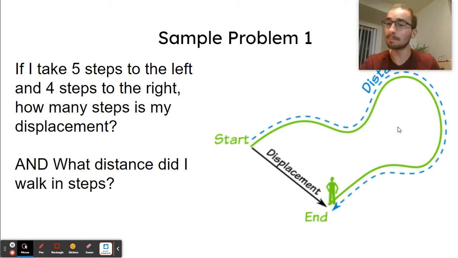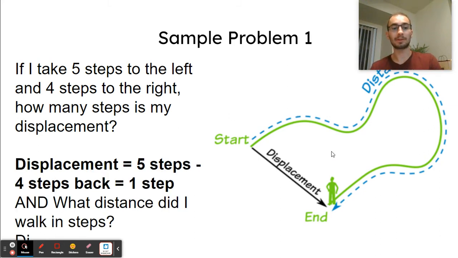Hopefully you noticed. You could have even tried it out yourself. If you take 5 steps to the left and then 4 to the right, every step that you take in the opposite direction will bring you backwards. So really you're going to be doing 5 minus 4, and you'll get 1. 5 minus 4 is the displacement, because it'll show you the overall distance from start to finish. So to get the displacement, you do 5 minus 4, and you'll get 1.